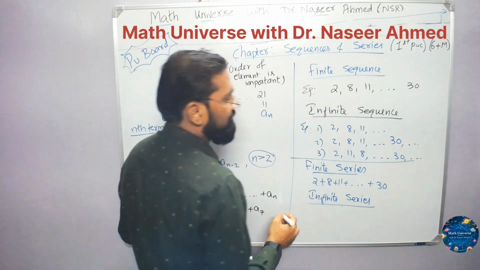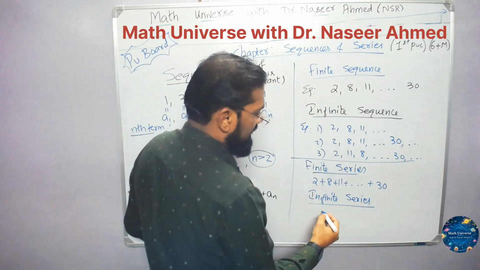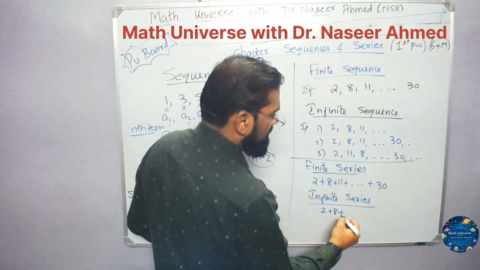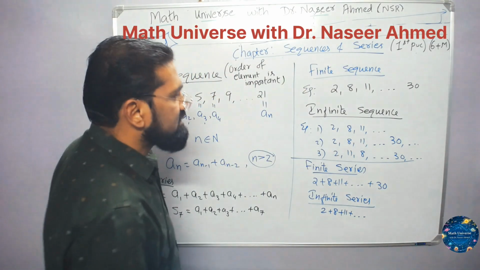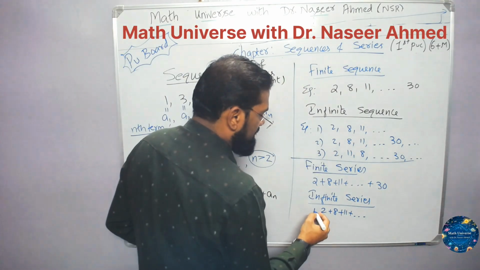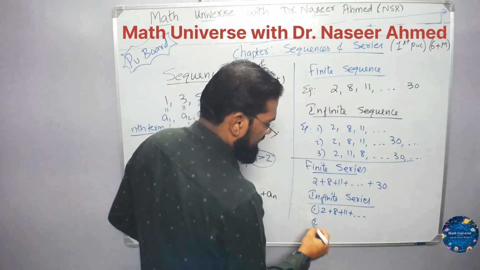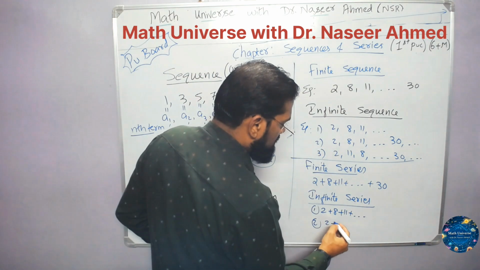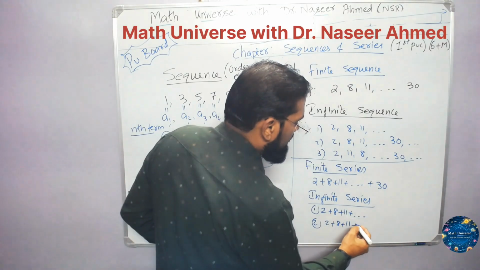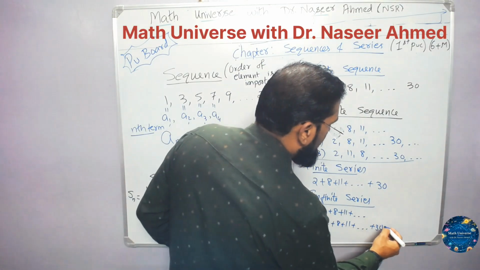What are we going to have? See carefully. First example, 2, 8, 11 and so on. Similarly, the corresponding second example for series: just see, in place of commas, I've given plus signs. Next, 2 plus 8 plus 11 and so on, plus 30 and so on.